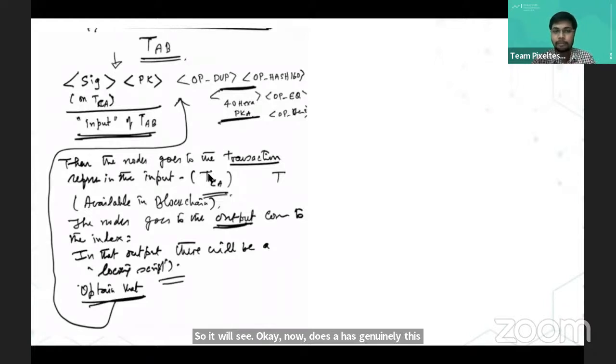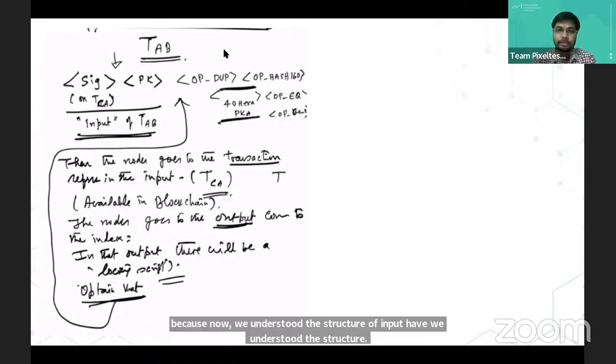Let's try to see where it came from. So then it goes to C and A's transaction and sees, okay, there was this transaction ID and there was this input number. The index of the input is this. Yes, and this is a genuine transaction. A really has 1 Bitcoin. Now the node goes to the output, and in that output, from the locking script, it will obtain the whole of these operations along with the public key hash. Because now we have understood the structure of input, and we understood the structure of output.